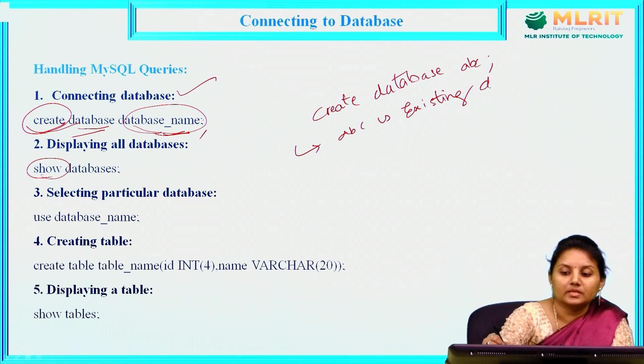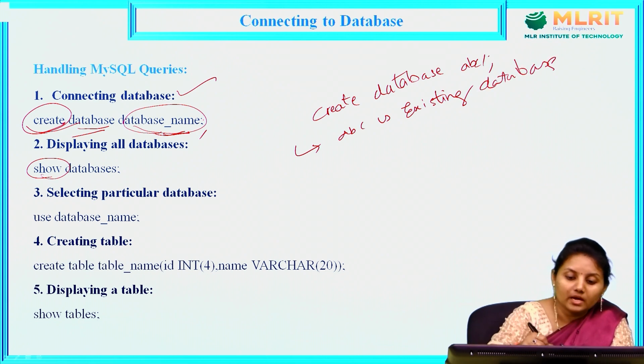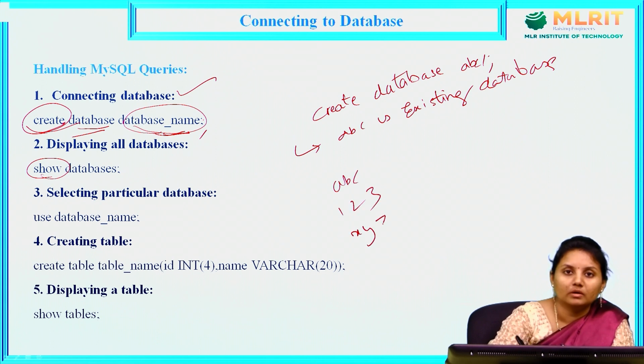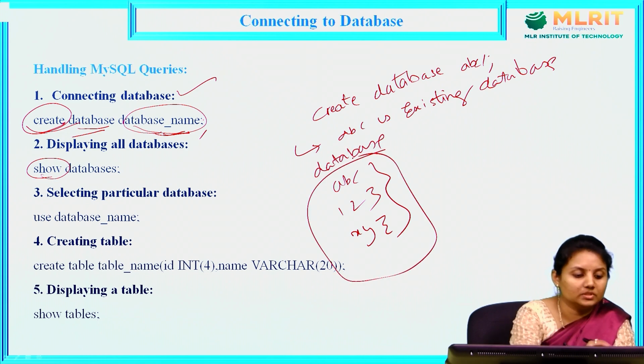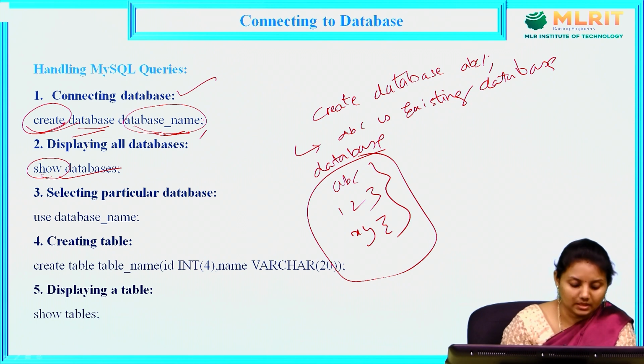Okay, existing database. Then you can go with ABC1. So like that, how many you have, how to know? These are all examples I am telling, database examples. So this list you can see using this show databases command.